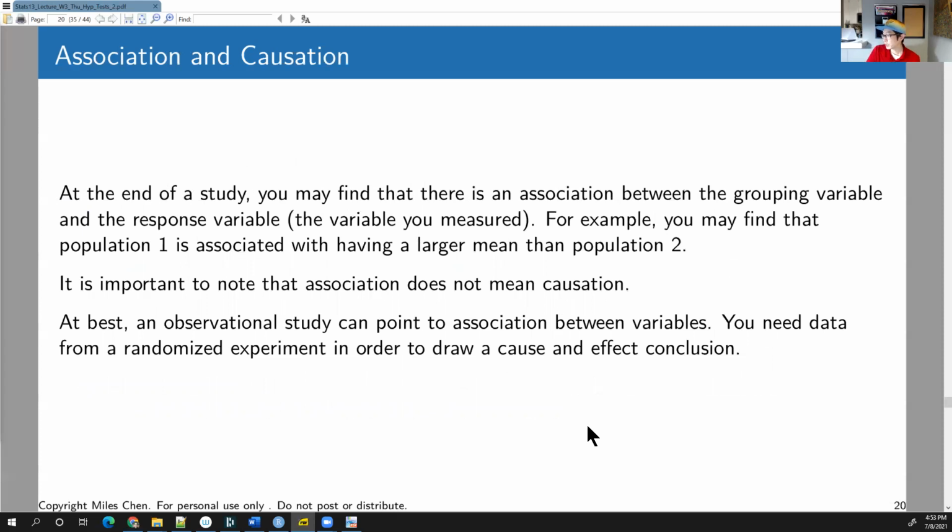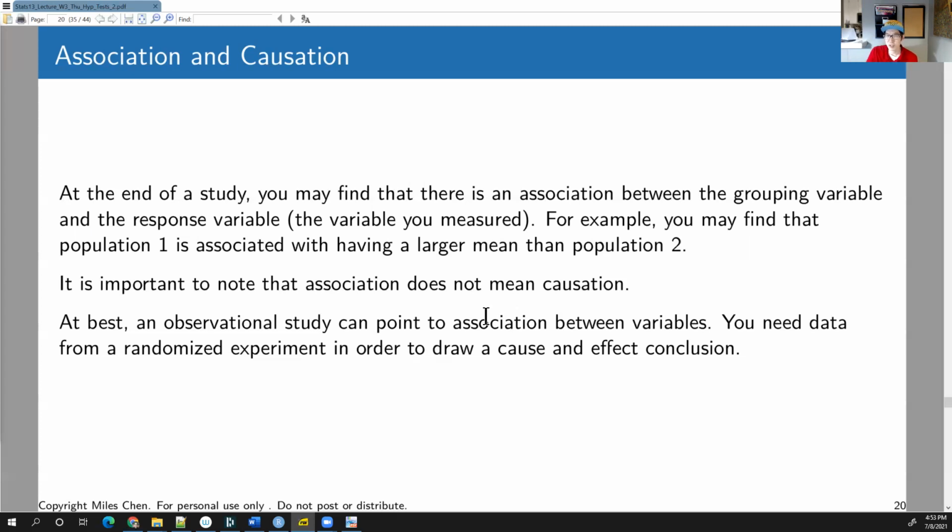I think it's worth noting and talking about association and causation once again. I know I talked about this on our first day of class, where we said that from an observational study, you can only make a conclusion of association. If you want to make a cause and effect conclusion, you have to look at a randomized experiment. So when you do a t-test, at the end of your study, you might find an association between your grouping variable and the response variable, right?